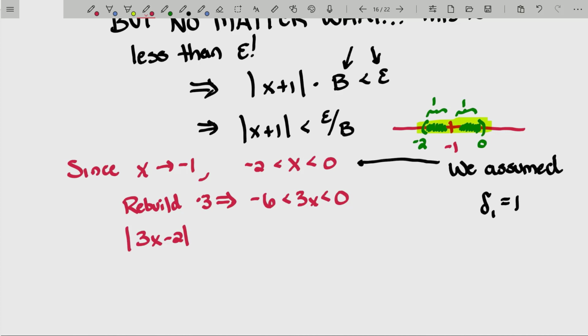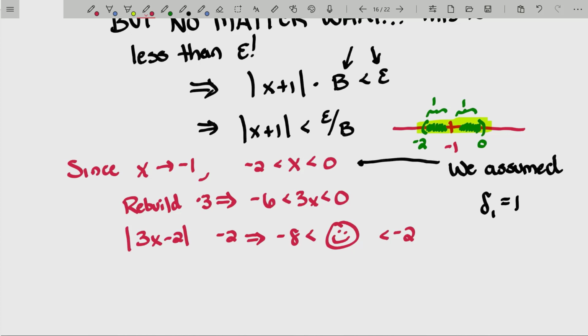Now I'm going to subtract 2 from all three sides. And that'll give me -8 is less than 3x minus 2 is less than -2. And now I'm going to say, okay, I got a number. Don't worry about the fact that it's 3x minus 2. In fact, I'm going to erase that just so that you don't concentrate on that. I'm going to call it happy face. You got some number. It's between -8 and -2.